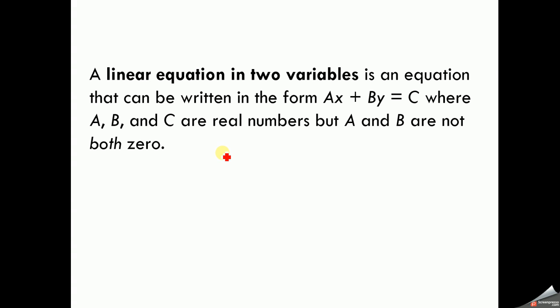A linear equation in two variables is an equation that can be written in the form ax + by = c, where a, b, and c are real numbers, but a and b are not both zero. So for example, if you had y = 2x - 1, that would be considered linear because it could be written in ax + by = c form, even though it doesn't look like that right now.